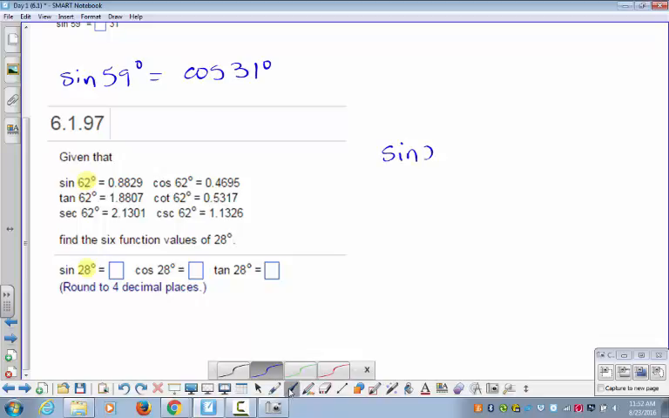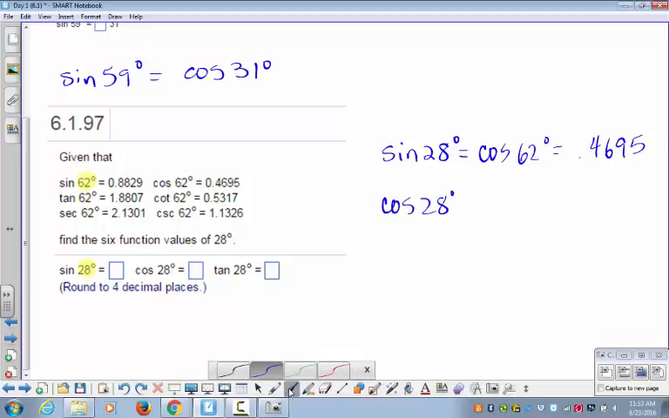So sine of 28 degrees. That should be equal to, what's the cofunction for sine? Cosine, the complement of 28. 62. All right, so then let's go up here and look. So sine of 28 is the same as the cosine of 62. Come up here, cosine 62 is 0.4695. So that is the trigonometric value for sine of 28. So that's what they're trying to get us to comprehend.